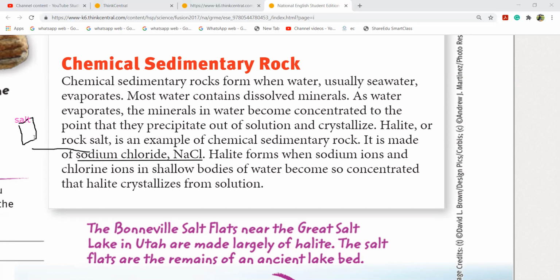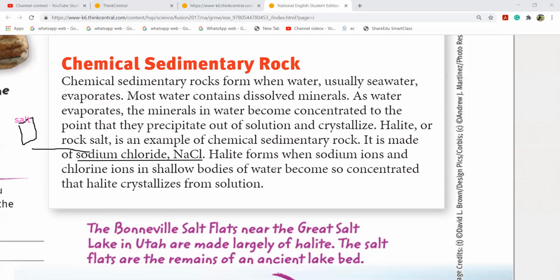So usually seawater evaporates. So the minerals which are in the water become concentrated. They become more concentrated and salty. That is an example of rock salt, halite, an example of a sedimentary rock. It is made from sodium chloride.